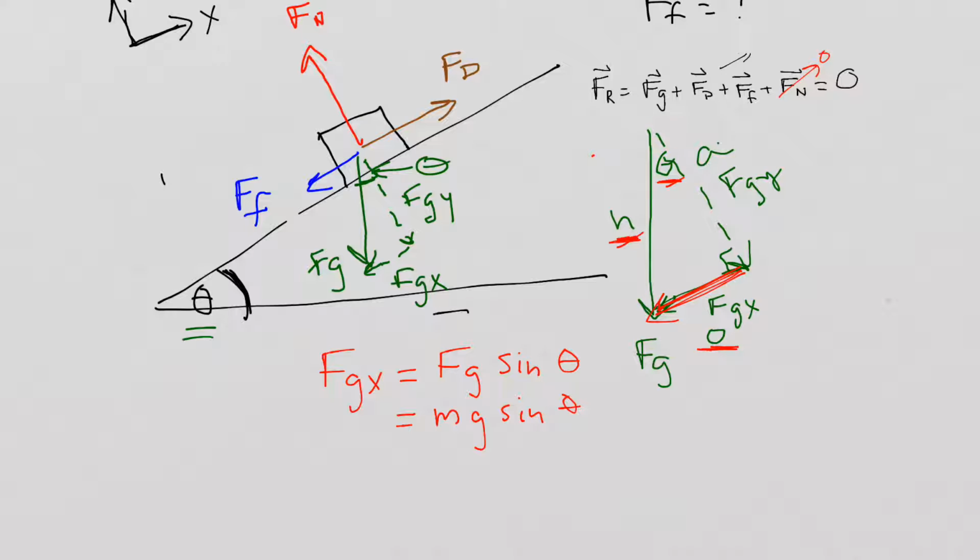All right? The opposite can be said about FGY. When we look at FGY, when we look at this side right here, we're using the hypotenuse, we're using the angle, and we're using the adjacent side. So when we look at SOHCAHTOA, we see that that is in fact cos. So FGY here is going to then be FG cos theta, which is broken down into mg cos theta.